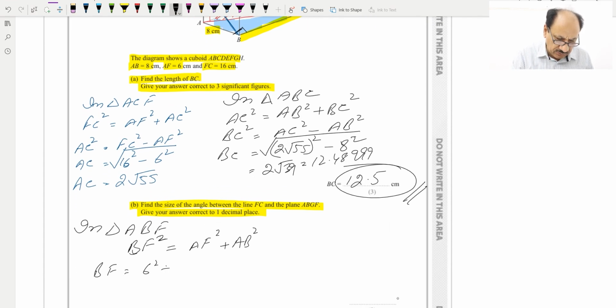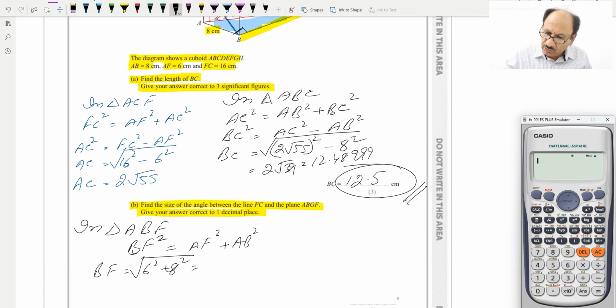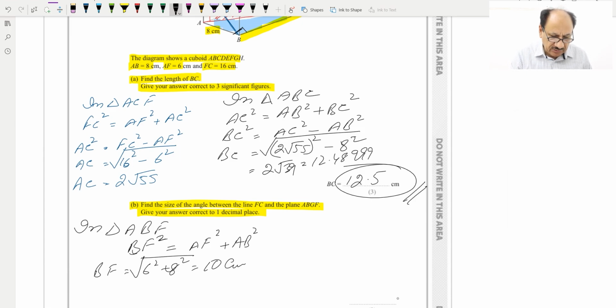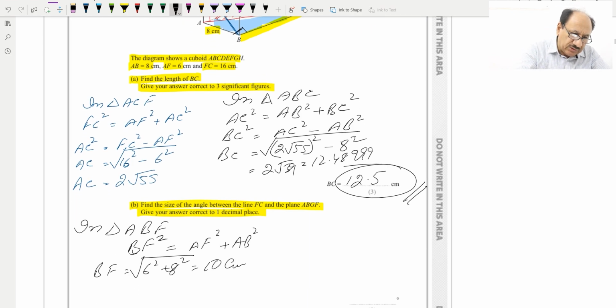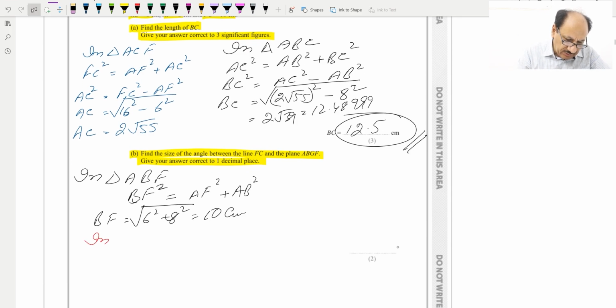So square root of 6 square plus 8 square, and this will be equal to 10. This is 10 centimeters. Now we got BF as 10, so we have CF. So in triangle FBC, we can write here in triangle FBC.